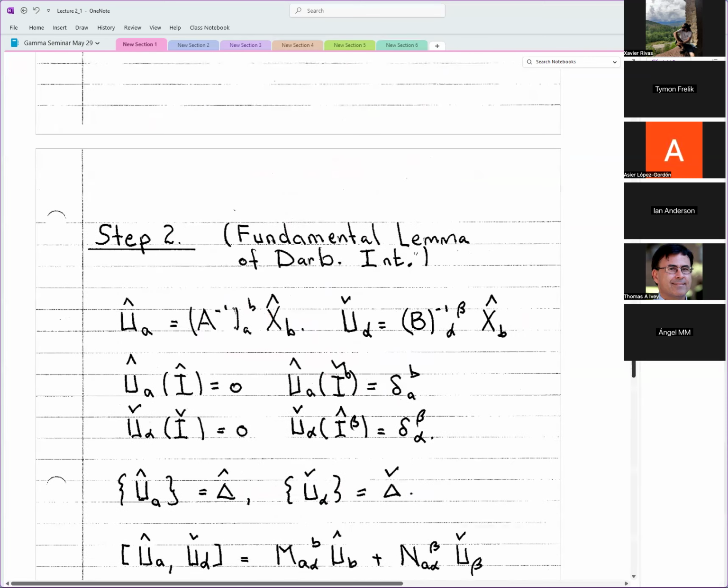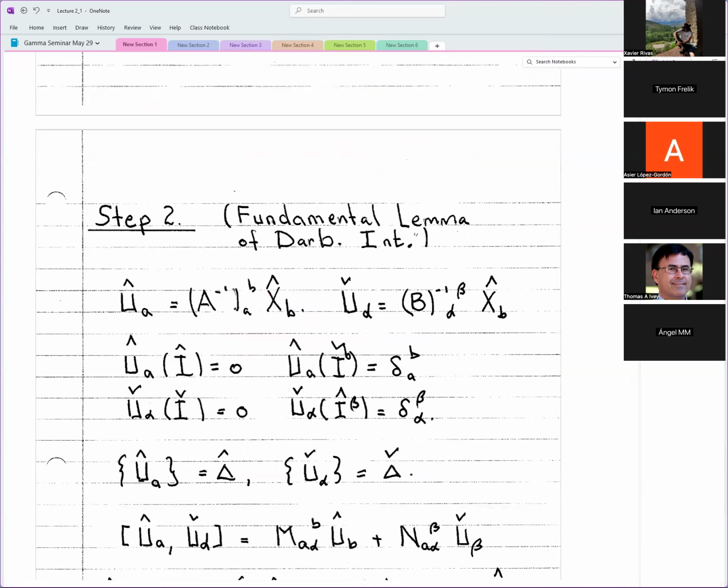Okay, and now here's the key step. This is such an important step that I like to think of it as the fundamental lemma of Darboux integrable systems. Okay, so on the last slide, I had this matrix A, and I had this matrix B here. They're invertible, so I want to make a change of basis. Take the original vector fields you have and twist them up using this matrix A. Take the, whoops, this should be a check here. Take these vectors here and twist them up using B.